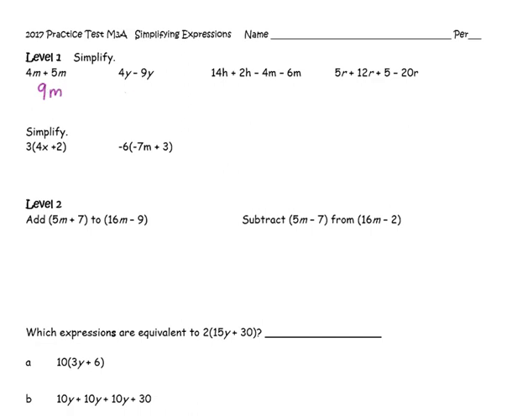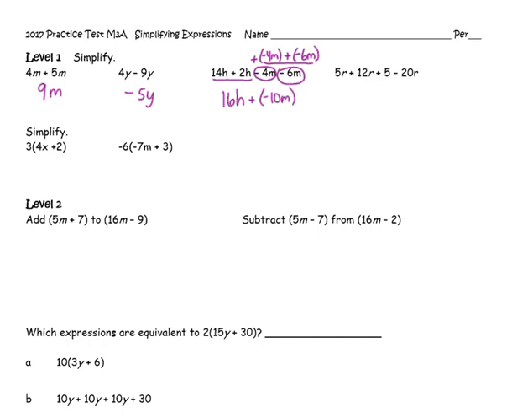9m, negative 5y. Those are unlike terms and cannot be combined. In the next problem, 4h and 2h can be combined because they are like terms. Change subtraction to adding the opposite, plus negative 4m. Change subtraction to adding the opposite, plus negative 6m. These are like terms and they can be combined, plus negative 10m.